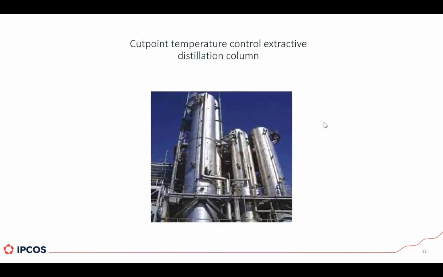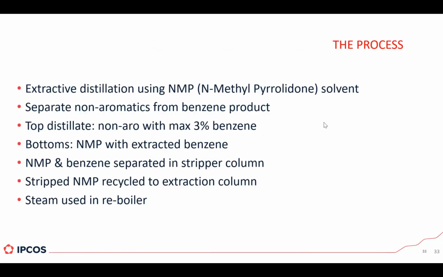All right, so third and last example. This is a bit quick just to be able to show these three examples. It is the cut point temperature control in an extractive distillation column. This is an extractive distillation column using N-methyl pyrrolidone as a solvent, that will involve different liquid phases to separate non-aromatics from a benzene product.